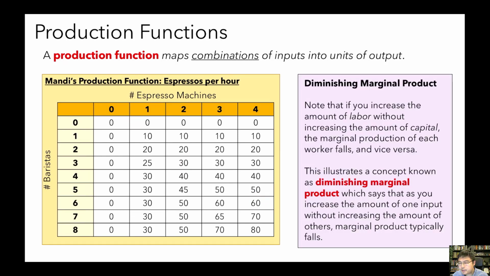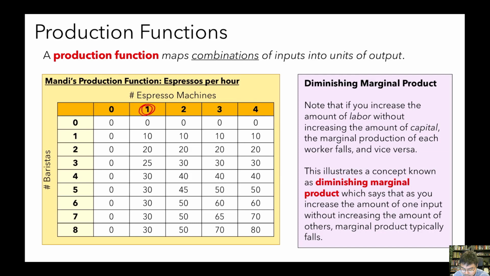Okay, so one feature of many production functions is something known as diminishing marginal product. Now, if you look at our production function in the table on the left, you'll notice that as you increase the number of baristas without increasing the number of espresso machines, the amount of espresso that you can make actually starts to not change, right?